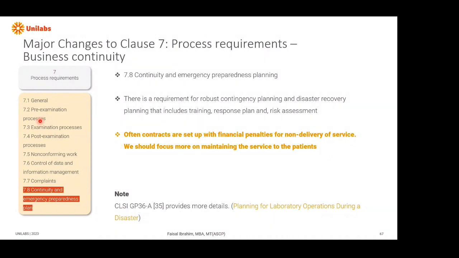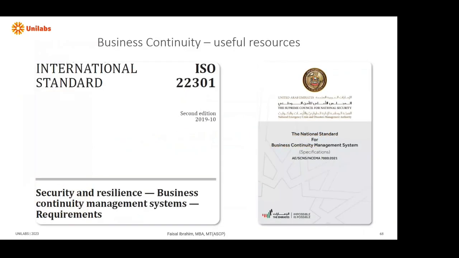So I also recommend the use of CLSI GP36, planning for laboratory operation during a disaster. From my side, in addition to that, I recommend the business continuity standard from ISO. I think most of us have read this standard, especially during COVID time. ISO 22301 has a lot of details in terms of how we can manage disaster, how we can have a disaster preparedness plan, and how we can do business impact analysis and so on.